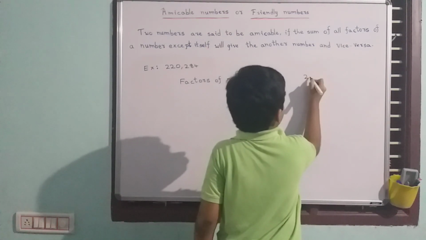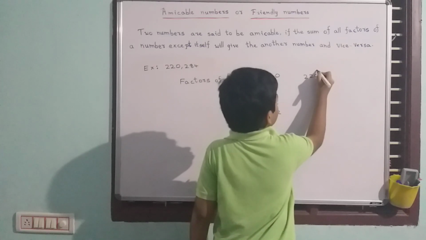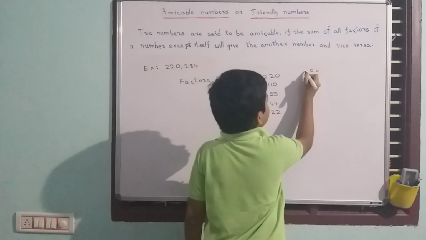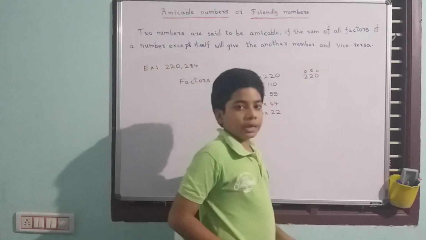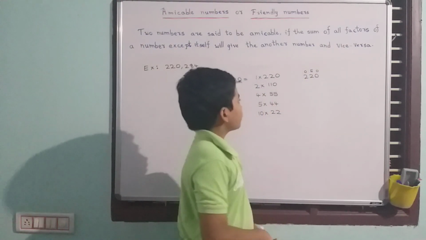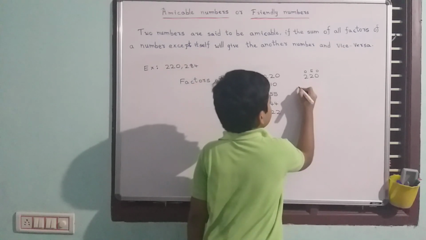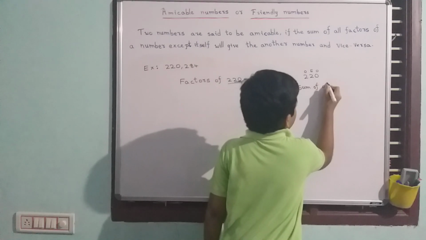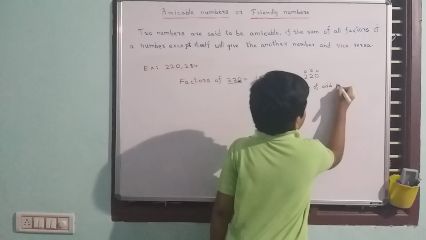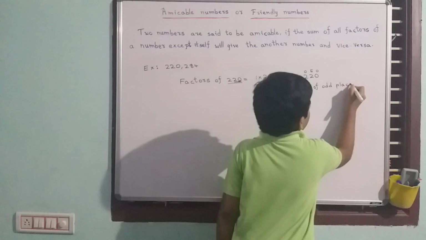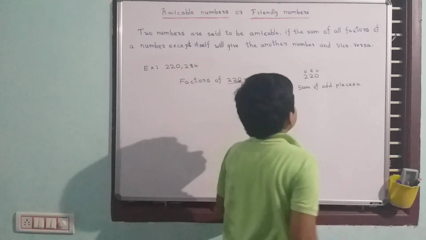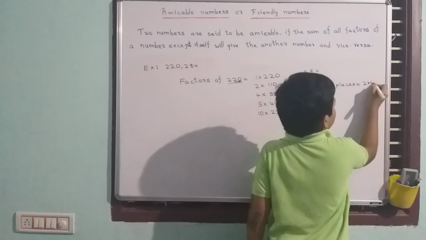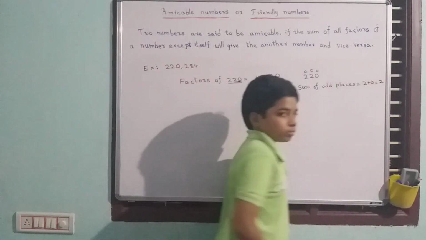220. 0 is odd, 2 is even, and again 2 is odd. So let us do the sum of odd places. Odd places is equal to 2 plus 0. 2 plus 0 is 2.